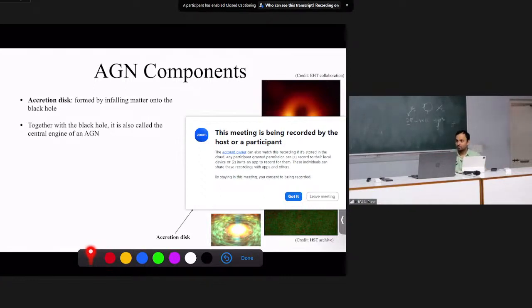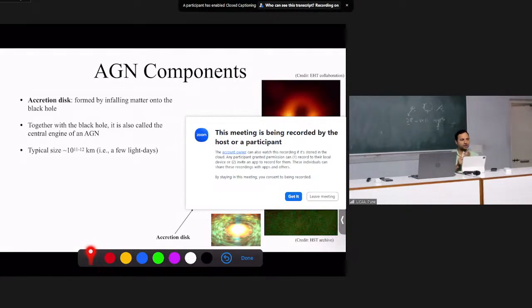If there is no black hole, there is no accretion disk. There could be a black hole without an accretion disk, if there is no matter surrounding the black hole. Like in our own Milky Way, there is not enough material surrounding the black hole, so our black hole in the Milky Way is passive, quietly waiting for something to come. Okay? Fine? So together, the black hole and the accretion disk are called the central engine of an AGN.